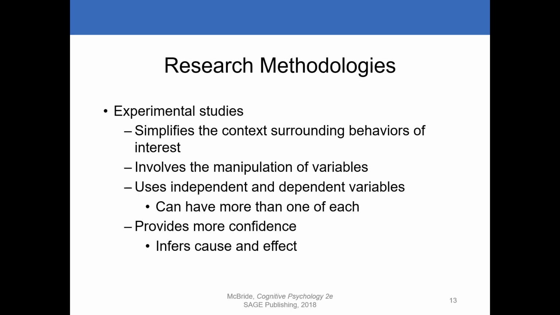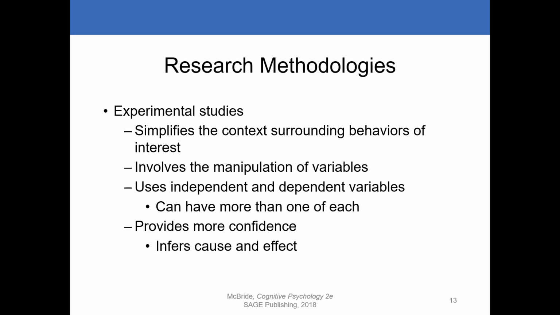Now, experimental studies, as I mentioned earlier, that's where you'll see the independent and dependent variable. Normally, we have very complex surrounding behaviors of interest, and usually this involves manipulation of variables. That's the thing we talked about earlier, right? The variable you're measuring is your dependent variable. The one you're manipulating is your independent variable. And often they can have more than one independent and more than one dependent variable with various levels.